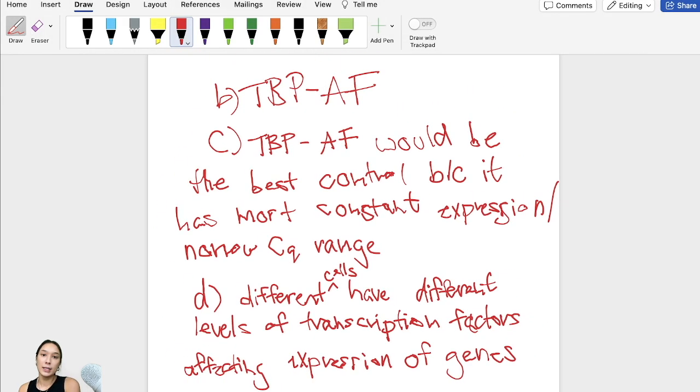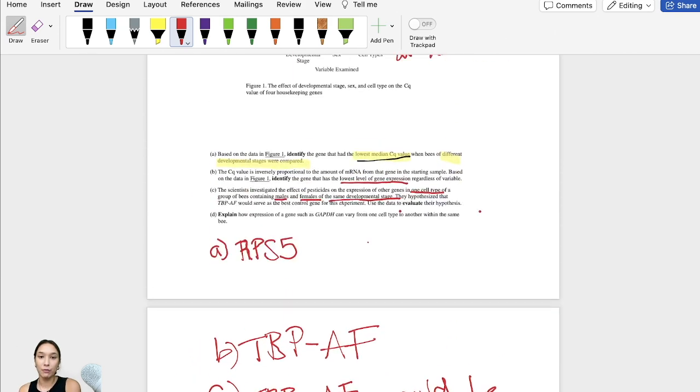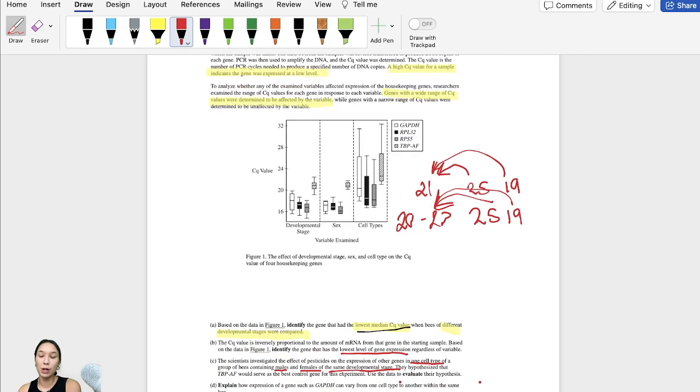Alrighty, so that is it for all the questions for the 2023 FRQ. We finished off with this one right here. It's also out of 4, so you get 1 mark for each.